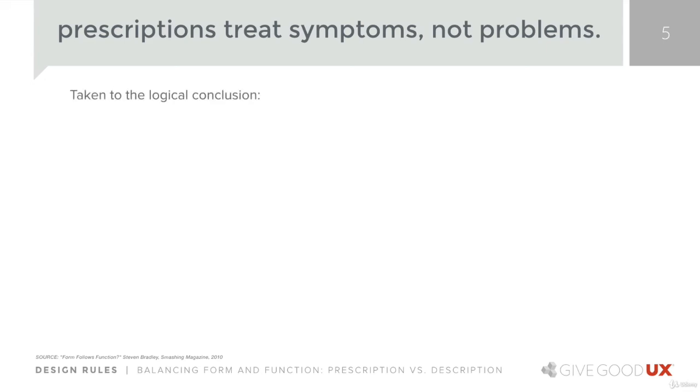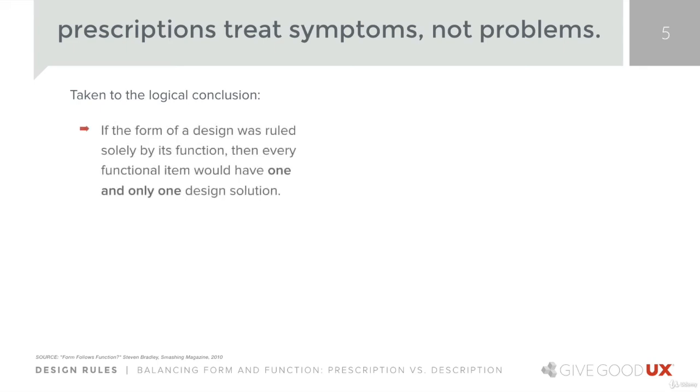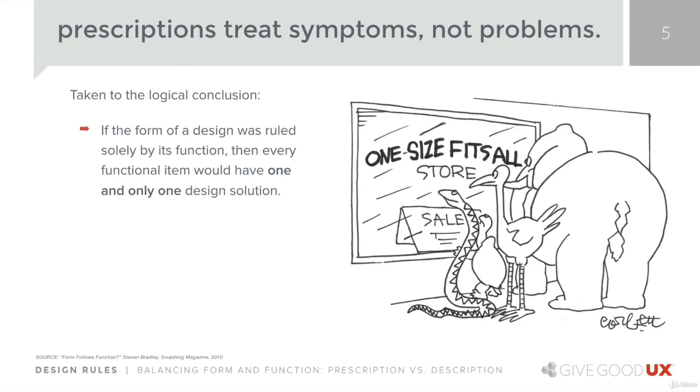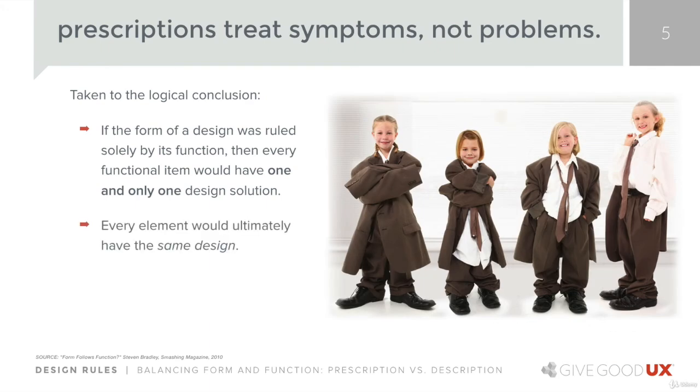Okay, taken to its logical conclusion, if the form of a design was ruled solely by its function, if that was the only thing we cared about, then every functional item would have one and only one design solution. Everything would look the same. Everything would be the same. All right, whether you were a snake or a turtle or a bird or an elephant, you would be shopping at the same store. Every element would ultimately have the same design, right? Body shape, size, gender, none of it would matter. You'd all be wearing brown suits, black shoes, shirts and ties. All right. This is literally the outcome of that kind of thinking, and people don't see it for what it is.